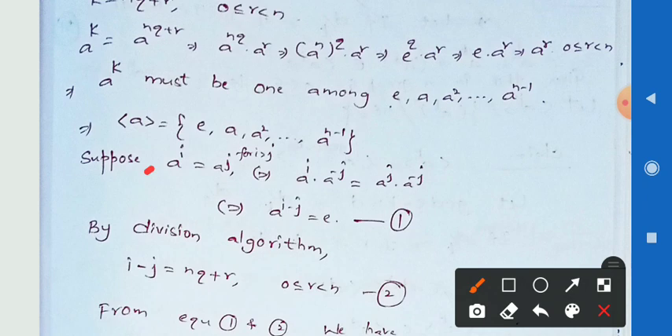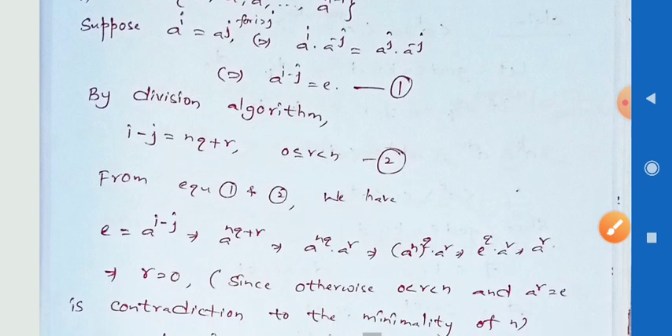Then we can say that I am taking the condition a^i = a^j. Then we can conclude, if and only if, multiplying both sides by a^(-j), we get a^i · a^(-j) = a^j · a^(-j). Then a^(j-j) is a^0, and its value is e. Therefore a^(i-j) = e. That is equation number 1.